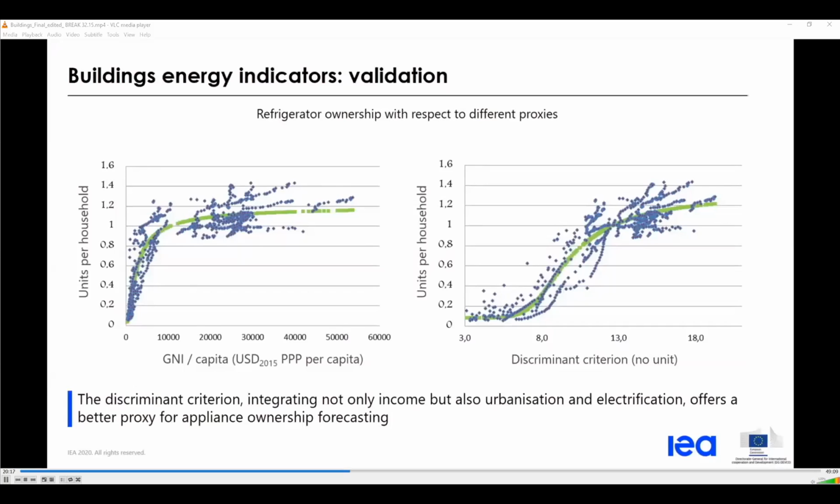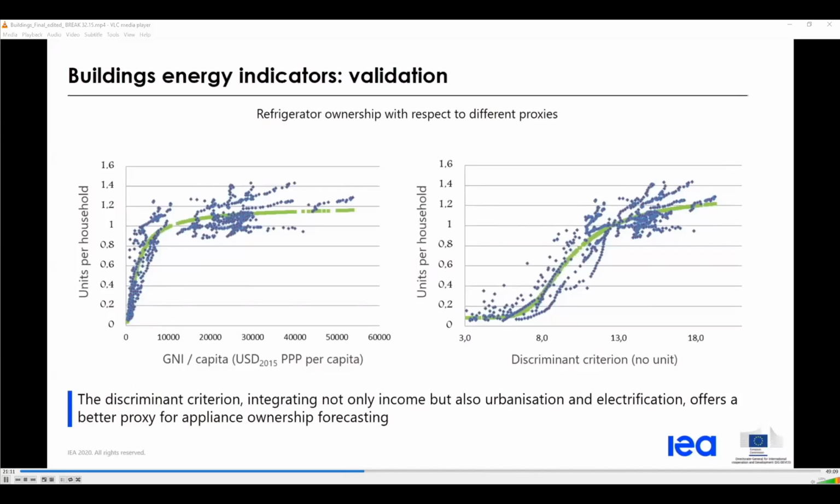But now if we turn to the right-hand side figure, we use here a discriminant criterion. This is basically a variable without a unit, which is just an indicator that combines several proxies. It's combining GNI per capita, so it's taking the economic variable, but we're also bringing in information on the electrification rate within the country and the urbanization rate. Because when we start plotting this data, we clearly see that not only does the economic variable influence ownership, but so do electrification rate and urbanization. Obviously we're not going to buy a refrigerator if we do not have access to electricity. So despite the fact that we might have an income, without electricity, there's no point buying a refrigerator.